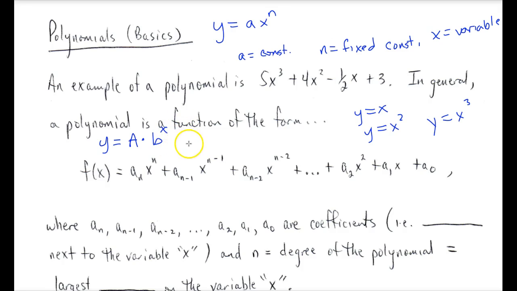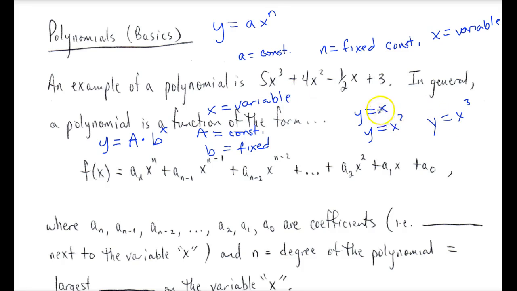Now, the thing that's different here is that a is some constant. Let me write that again to make it a little bit more clear. So a is a constant, b is a fixed constant, meaning it's just going to be one number, and x is the variable.